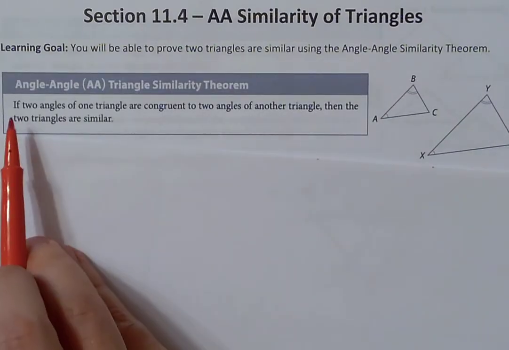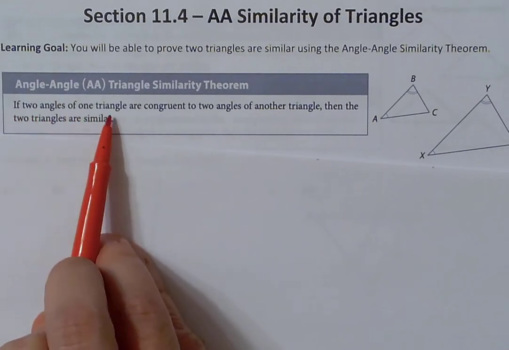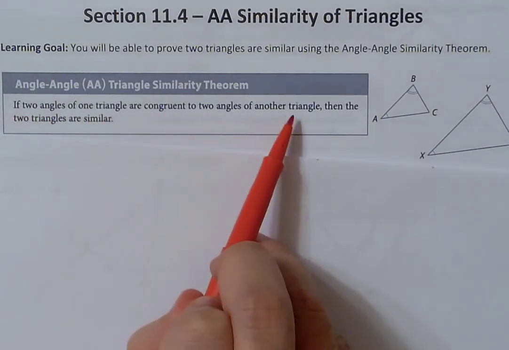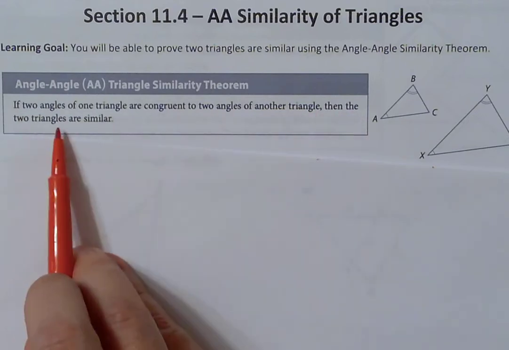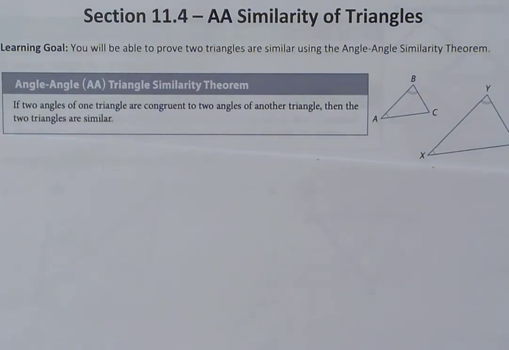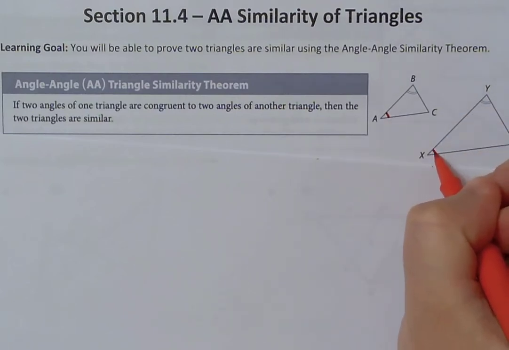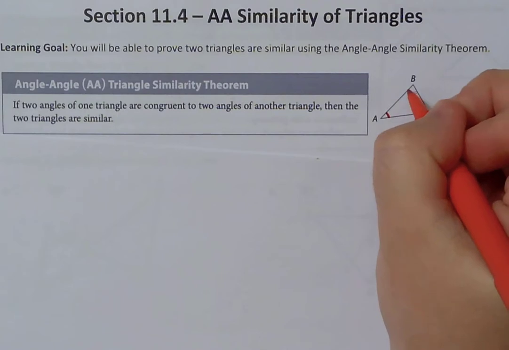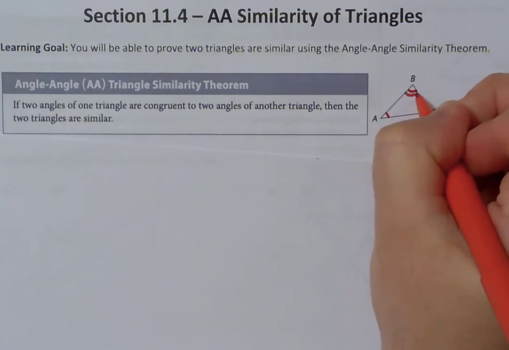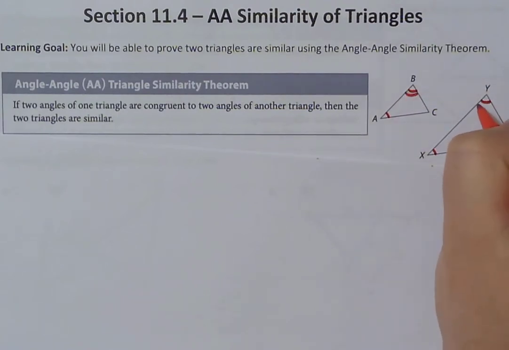Angle-angle states, if two angles of one triangle are congruent to two angles of another triangle, then the two triangles are similar. So if two corresponding angles are congruent to each other, for example, in this diagram, if I can say that angle A is congruent to angle X, and angle B is congruent to angle Y, then I can say that these two triangles are similar: ABC, XYZ.